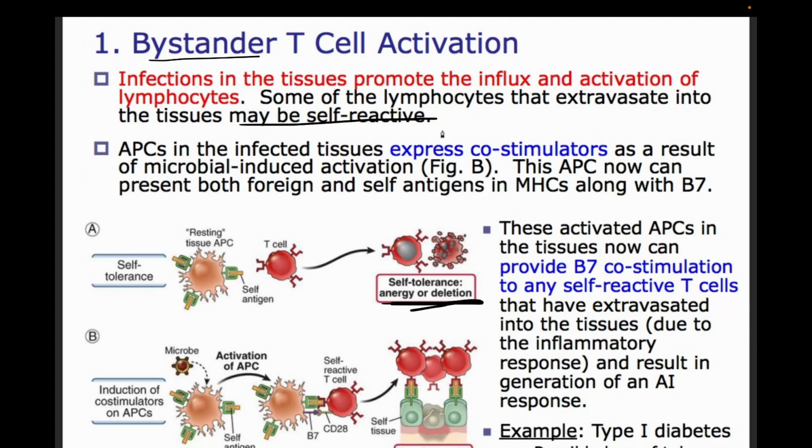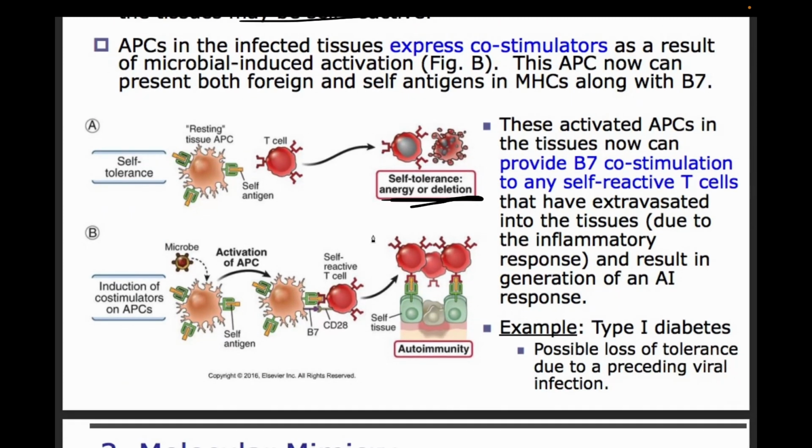Inactivated or non-activated self-reactive T cells can travel with the activated lymphocytes that are specific for the pathogen that invaded the body into the tissue. Now, what do we have? In the arm we have the infection, the battle. There is a battle going on.